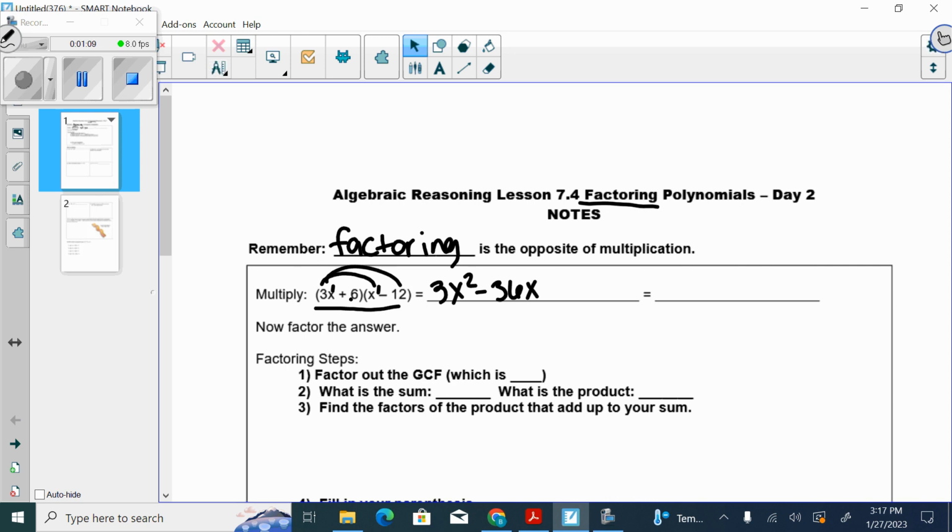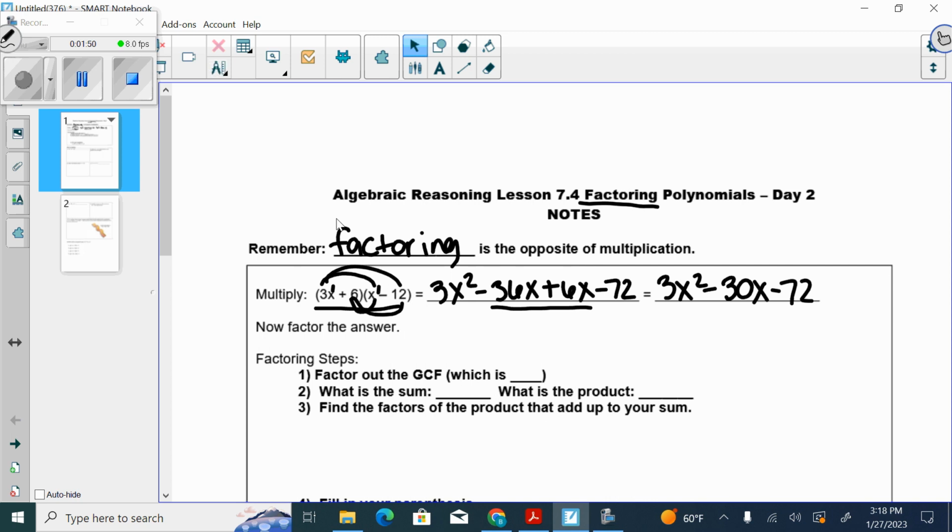What about 6 times x? 6x, good. And then lastly, 6 times negative 12. Negative 72. Good. Okay. Is there anything that we could combine that are like terms? Negative 36x and 6x. So we have 3x squared. What is negative 36 plus 6? Negative 30. So we got negative 30x minus 72, right?